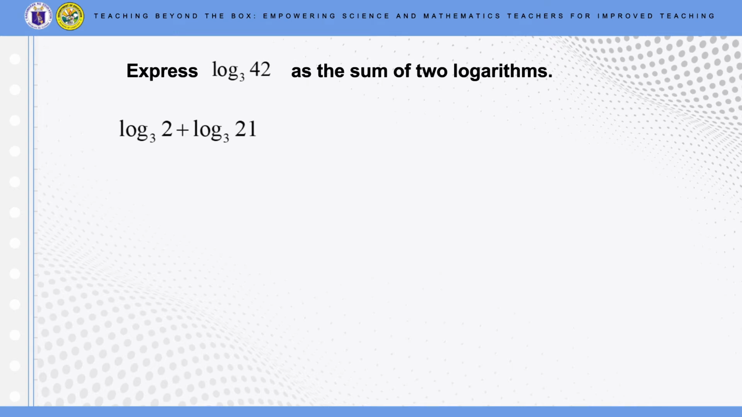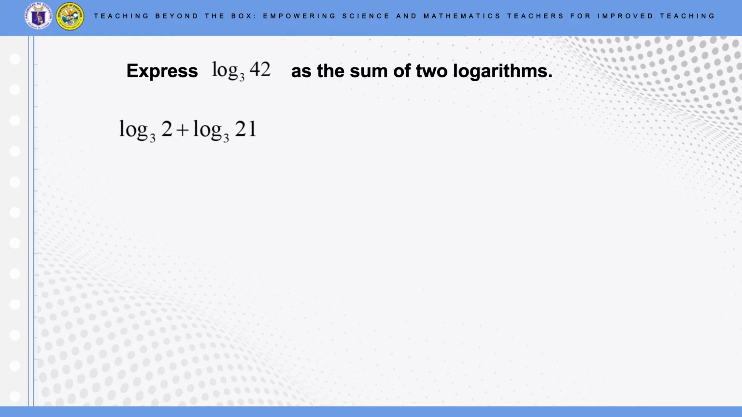The quotient rule. The logarithm of m divided by n base b is equal to the logarithm of m base b minus the logarithm of n base b. For example, the logarithm of x over y base 5 is equal to the logarithm of x base 5 minus the logarithm of y base 5.